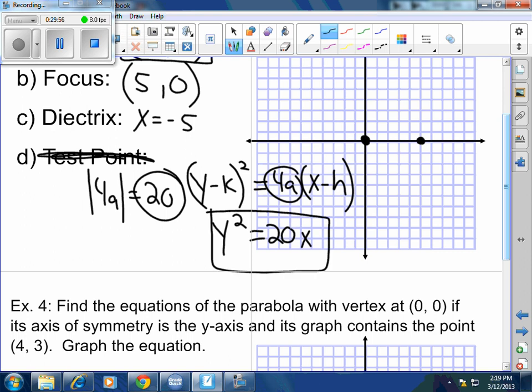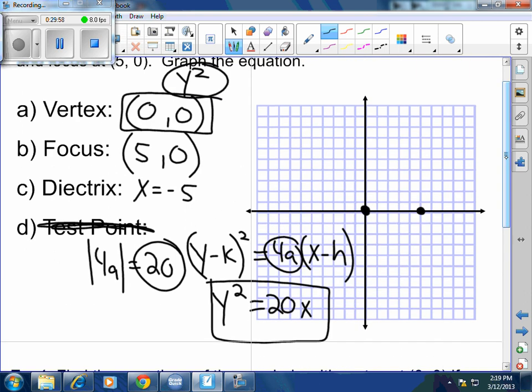I already have my vertex. I already have my focus. Let's go ahead and put my directrix here at x equals -5. 1, 2, 3, 4. There's my directrix. Sorry, it's getting a little jumbled up in there. And then my latus rectum is 20. So go 10 up, 10 down from the focus. And bada bing, bada boom. That's my parabola, my brothers.